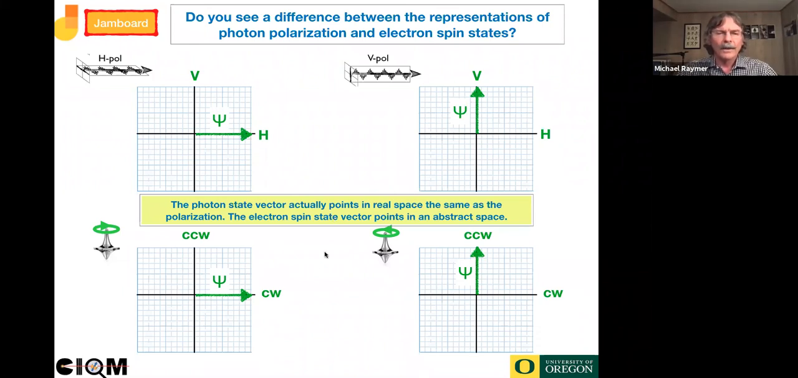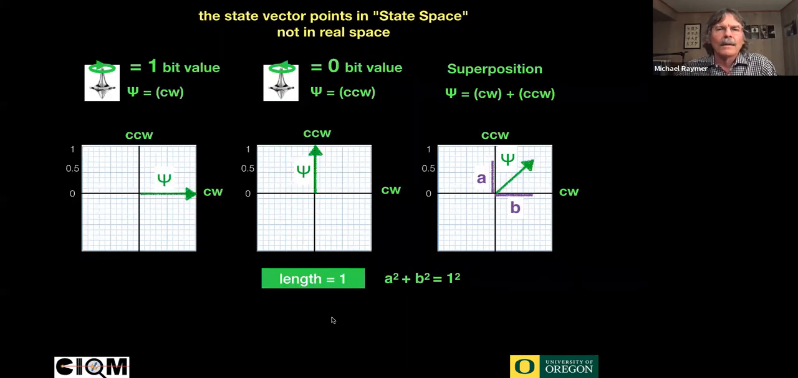I haven't exactly figured out a good Jamboard question for this. Let me see what pops up next here. All right, we'll skip it as a Jamboard exercise.